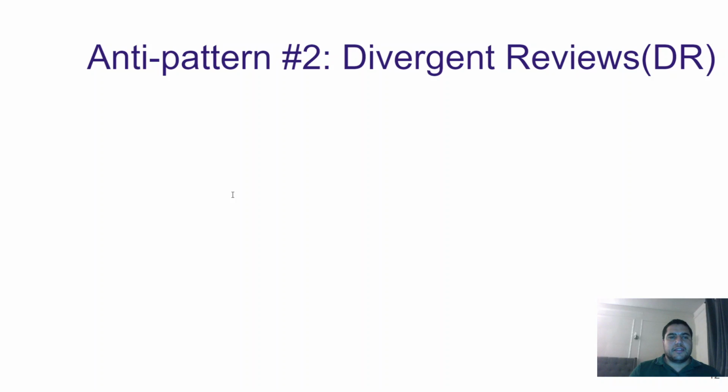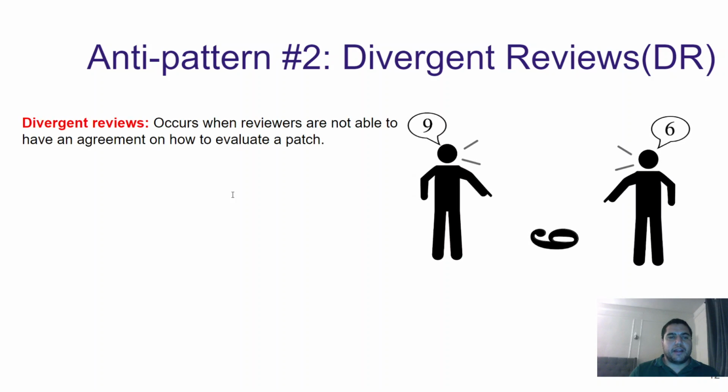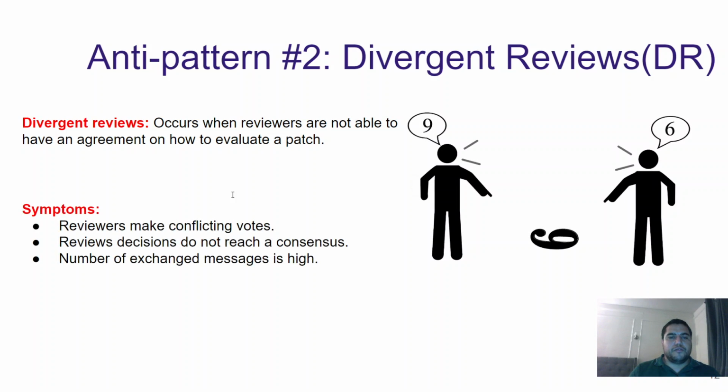The second anti-pattern is called divergent reviews, and it is defined when the reviewers cannot agree on the final evaluation of the patch. This anti-pattern can be detected if the reviewers make conflicting votes, or if the reviewers' decisions do not reach consensus, or if the number of exchanged messages is high.